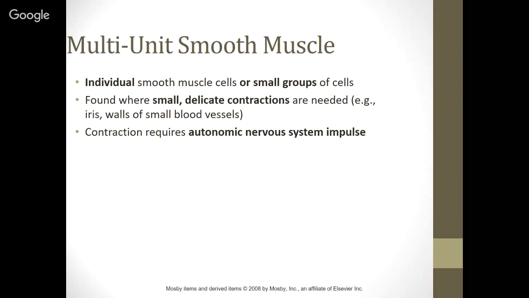Multi-unit smooth muscle are individual smooth muscle cells, like one cell or a small group of cells. They are found where small, delicate contractions are needed, in the iris of the eye, where your pupil will constrict or dilate, and the walls of small blood vessels. Their contraction actually requires an autonomic nervous system impulse, so a sympathetic or parasympathetic nerve impulse.